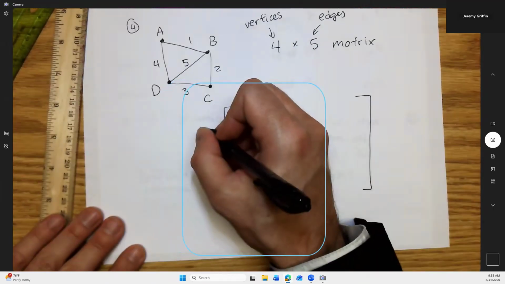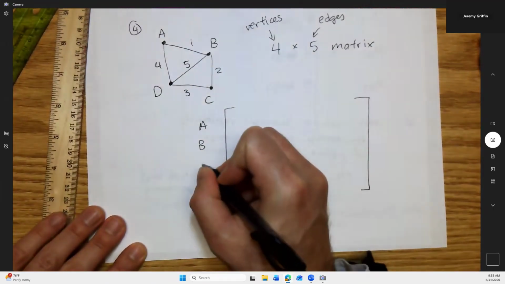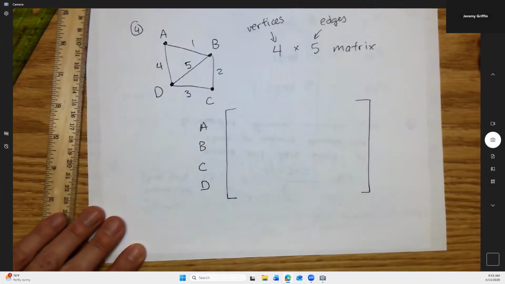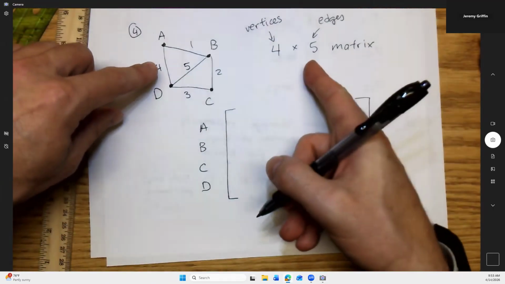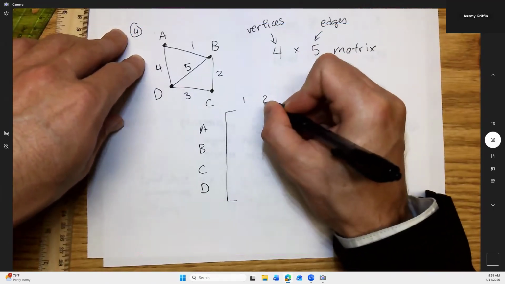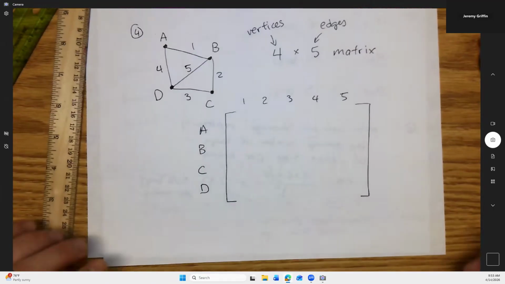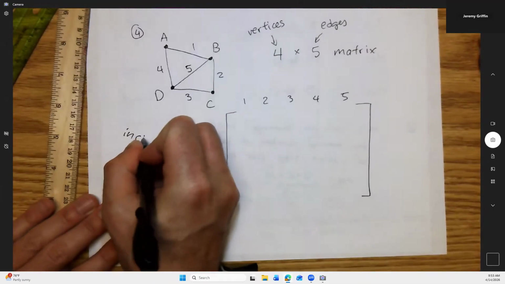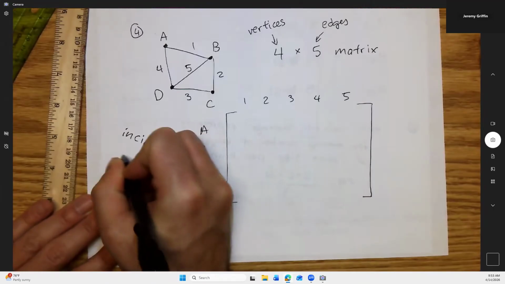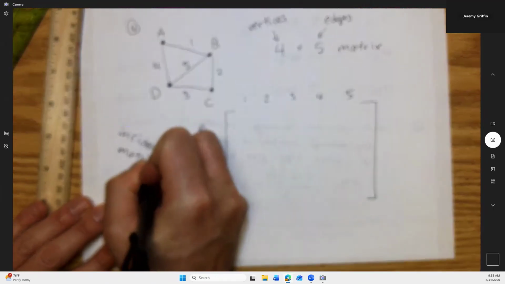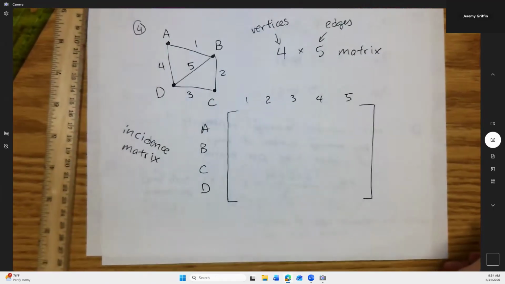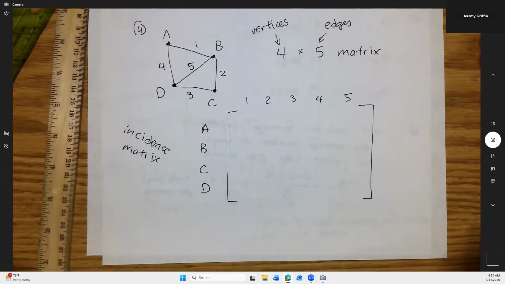So we'll be doing a point A, point B, point C, and point D. And then these edges here are labeled 1, 2, 3, 4, 5. So those are the names of the edges, 1, 2, 3, 4, 5. Okay. And this is going to be an incidence matrix. All right, you guys good so far with the setup? Good.